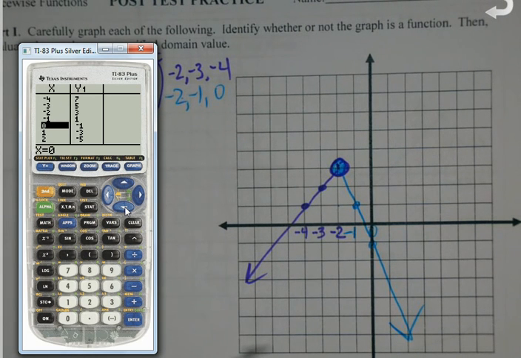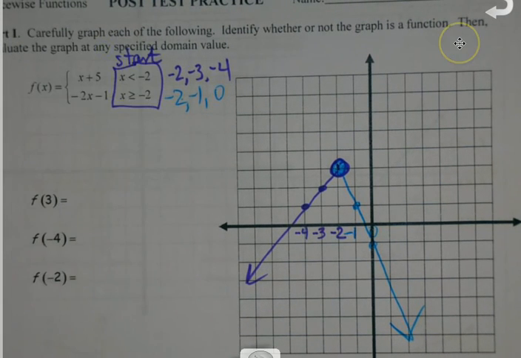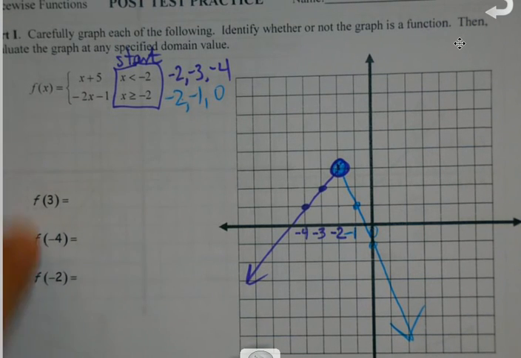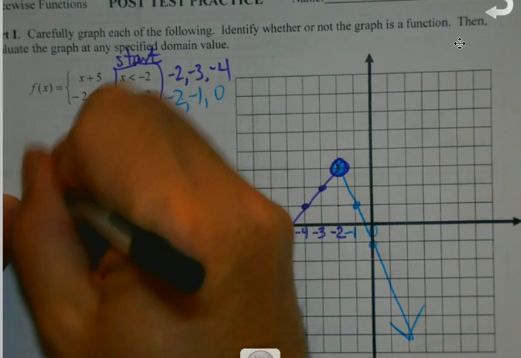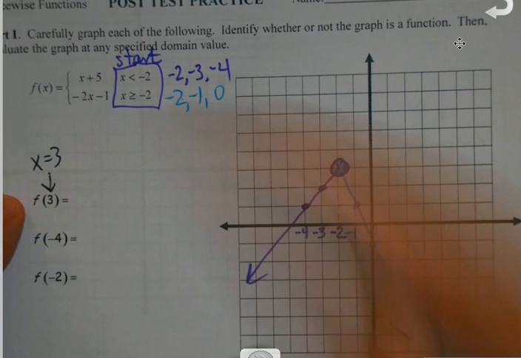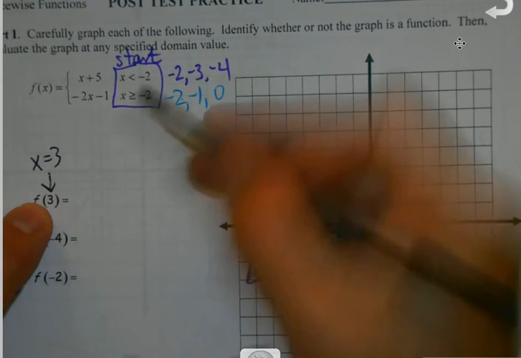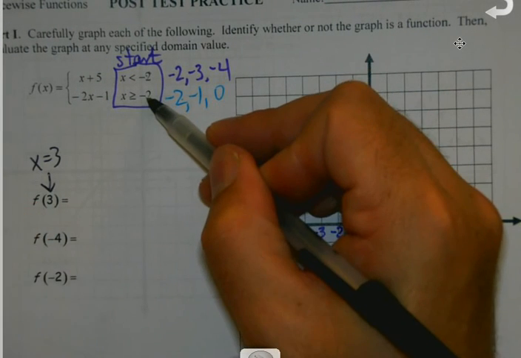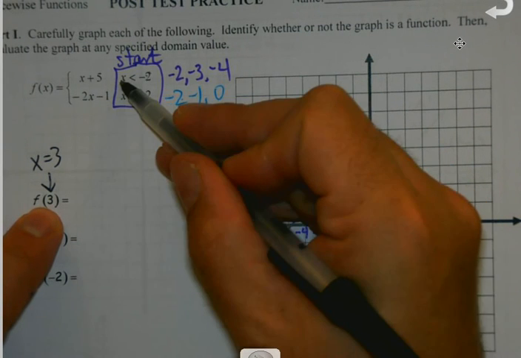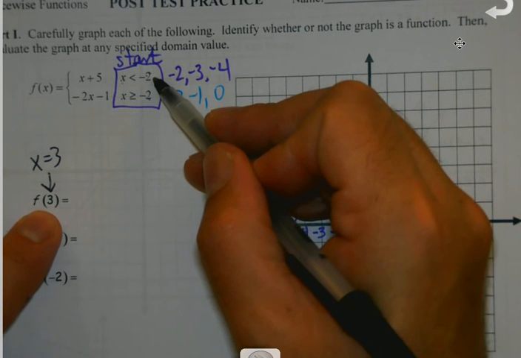That's how we do piecewise functions. Every time. You start at the point they give you, you work from it. Okay? And then if I ask you for values like this, these are just the x values. This works for one of these, and I'm only going to do one of these. F of 3, is 3 less than negative 2? No, that makes no sense.